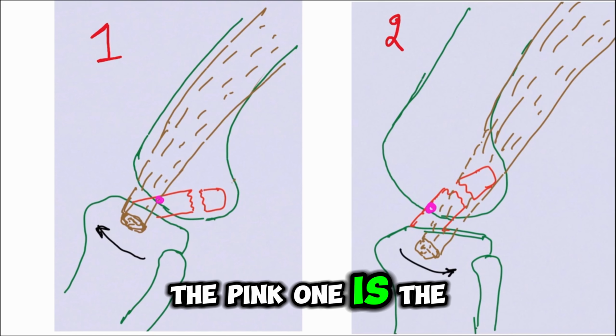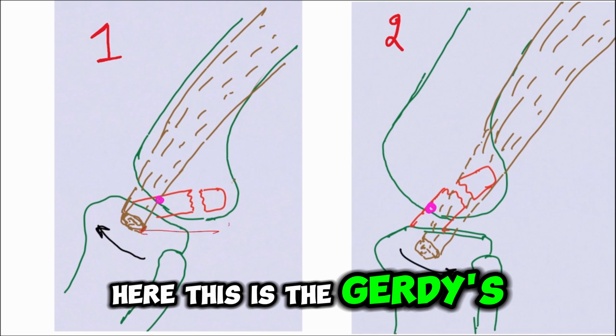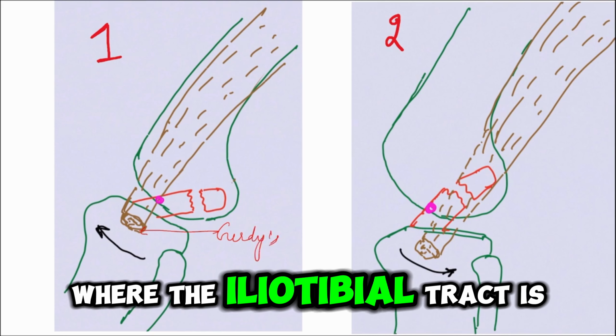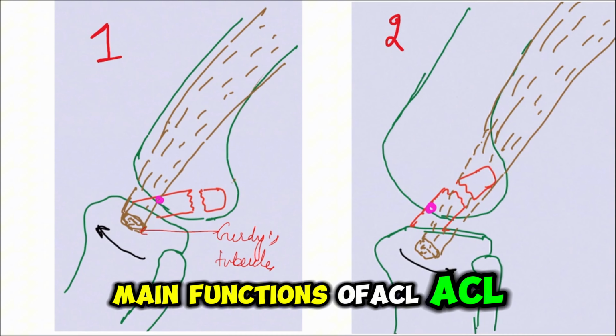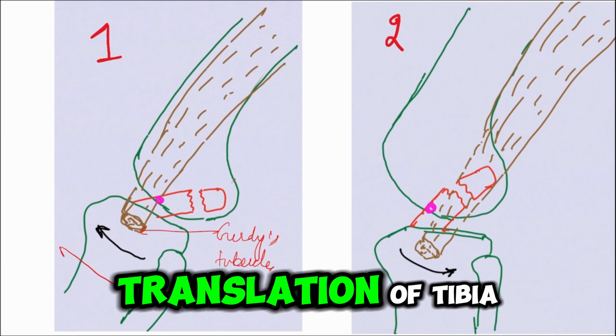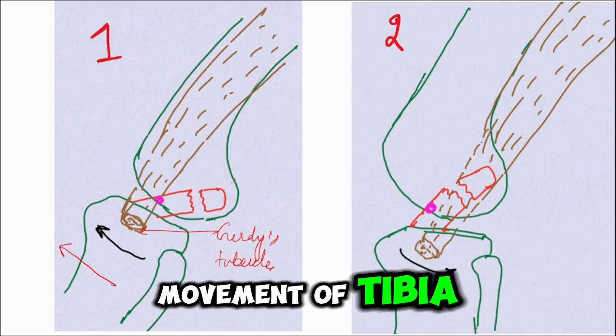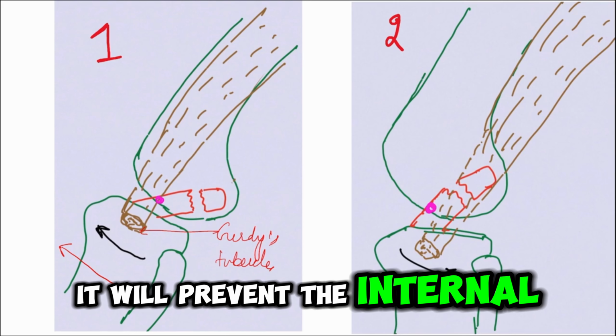The pink one is the flexion extension axis of the knee, and this is the Gerdy's tubercle where the iliotibial tract is inserted. And we need to know about the main functions of ACL. ACL has two main functions. First, it will prevent the anterior translation of the tibia, meaning it will prevent the movement of the tibia anteriorly over the femur, and second, it will prevent the internal rotation of the tibia.